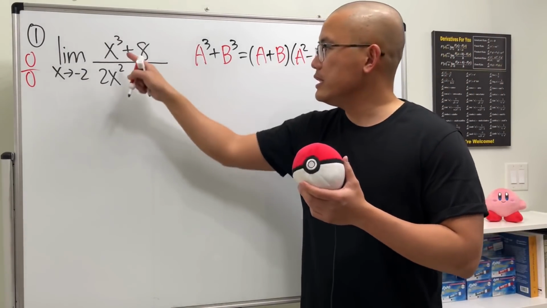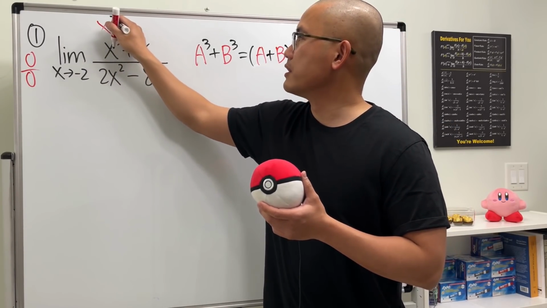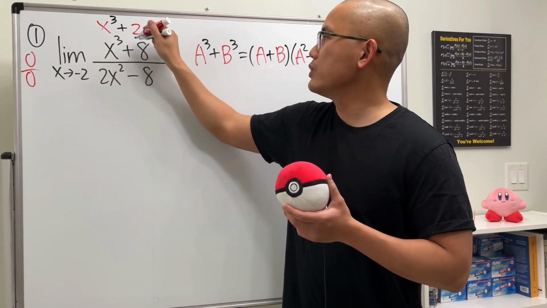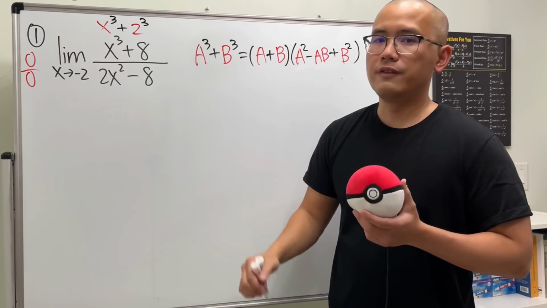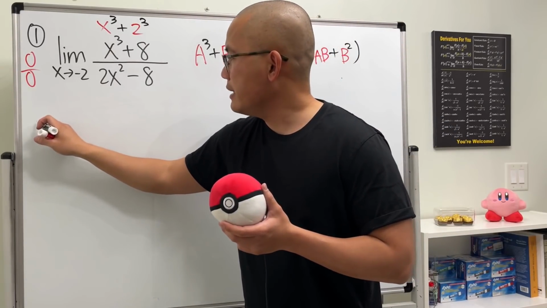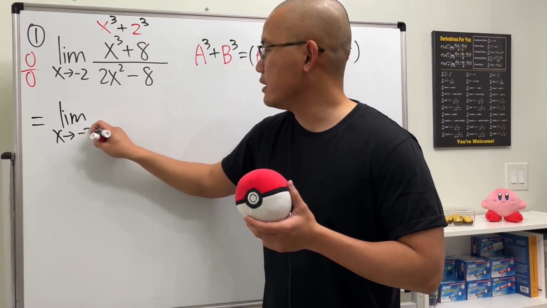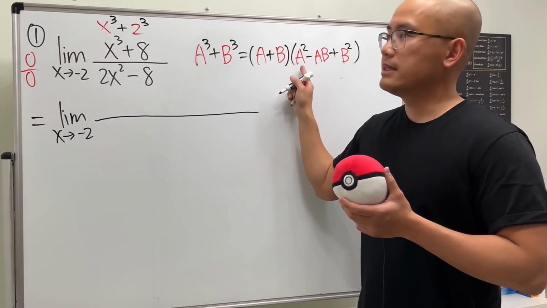So we see that here we have x to the third power. Of course, that's x and then to the third power. For the 8, this is the same as saying 2 to the third power. So x is the a, 2 is the b. So we can factor that. And when we apply that, well, we get the limit as x approaching negative 2. We first get x plus 2.